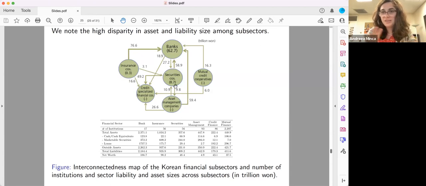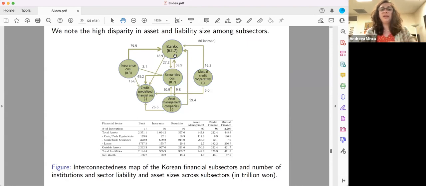And not everybody is connected to everybody else. So there's a weight over there, and you can think about this weight as the probability. Everything here is of course expressed in trillion won, and you can think about it also in terms of probability of connection. The larger the flows in relation to the size of these sectors, the larger the probabilities of connection.